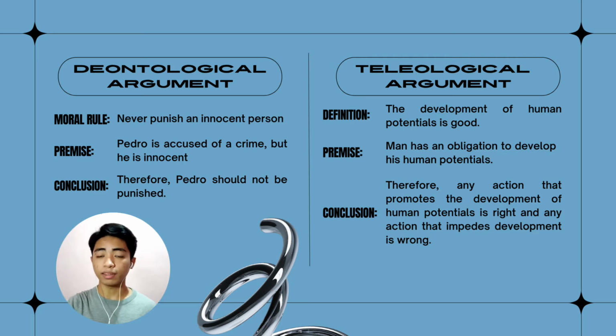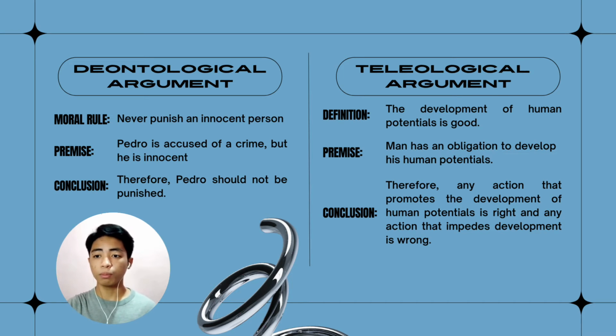For the teleological argument, since it depends on the strength of the consequences of the claim, let us examine the consequences of the claim. For example, definition: the development of human potentials is good. Premise: man has an obligation to develop his human potentials. Conclusion: therefore, any action that promotes the development of human potentials is right, and any action that impedes development is wrong. What are the consequences in this example?